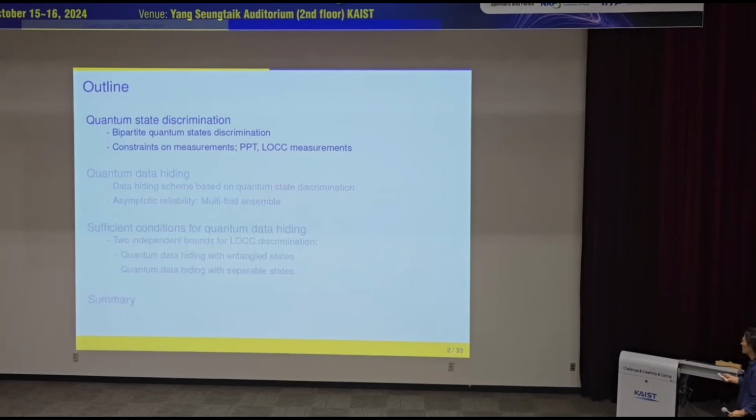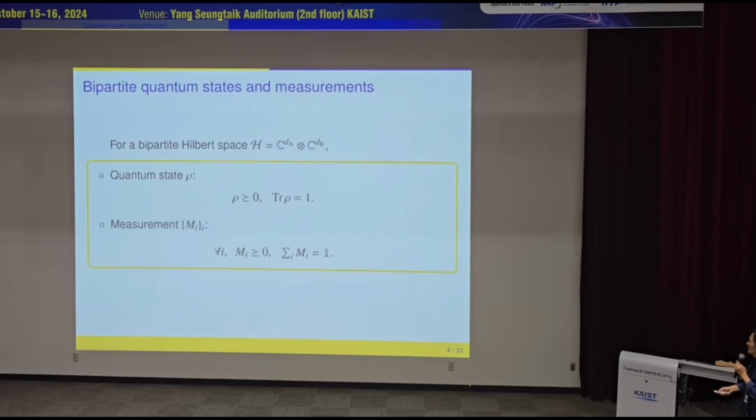Yeah, now it's working. Okay. So as mentioned before, we mainly talk about bipartite quantum system. So the state here is a positive operator with unit trace acting on this bipartite Hilbert space. And also the measurement is a set of positive operators with this completeness acting on this bipartite Hilbert space.